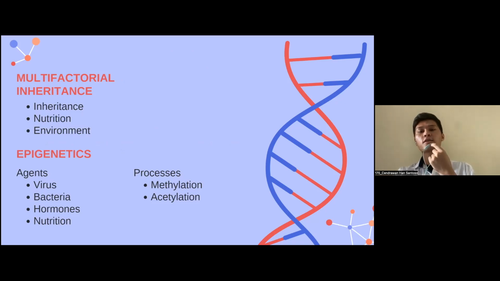For multifactorial inheritance, it is caused by 3 major factors: inheritance of genes by parents, nutrition, and environment. For epigenetics, these are the agents that drive epigenetics, for some examples virus, bacteria, hormones, and nutritions. While some of the processes that occur in epigenetics are methylation and acetylation.